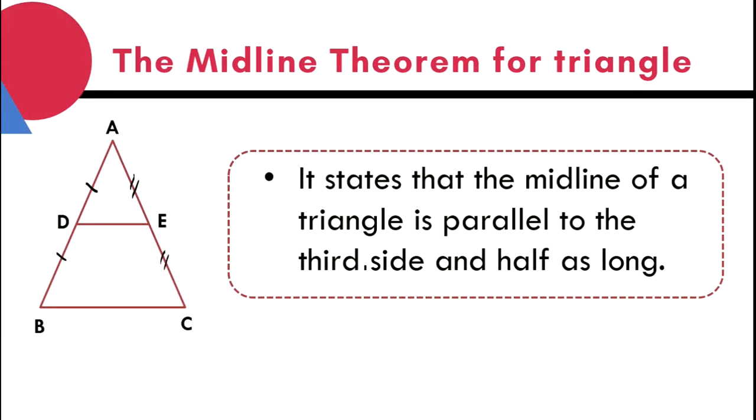Midline theorem for triangle. It states that the midline of a triangle is parallel to the third side and half as long. For example, given triangle ABC with midline DE. According to the theorem, midline DE is parallel to its third side BC. And also, the measure of midline DE is half as long as the measure of the third side BC. So DE is equal to 1/2 the measure of BC.